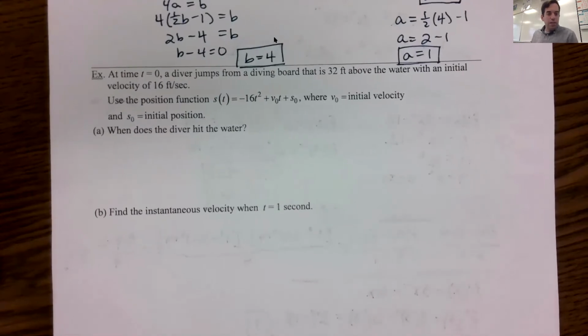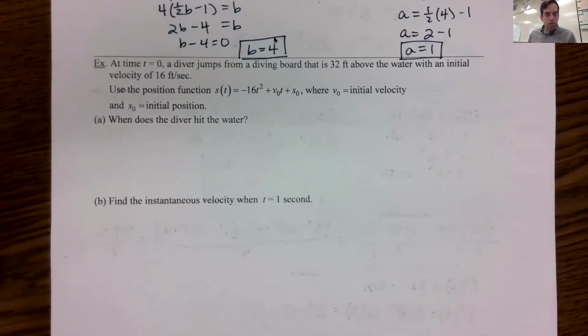At time t equals 0, a diver jumps from a diving board that is 32 feet above the water with an initial velocity of 16 feet per second. Use the position function where v naught, that's what we call it when there's a sub-zero, it's like a physics term, is initial velocity, and s naught is the initial position. A, when does the diver hit the water? And then B, find the instantaneous velocity when t equals 1 second. Okay, so when does the diver hit the water?